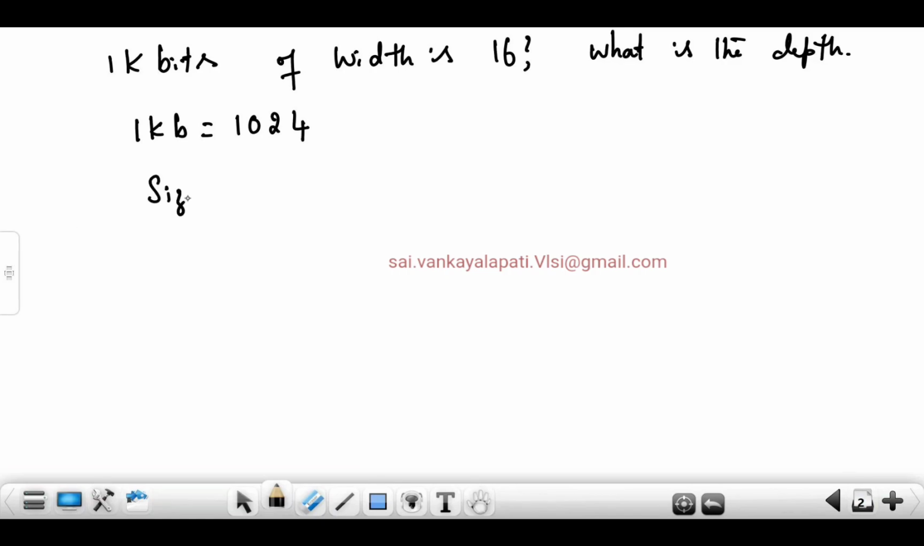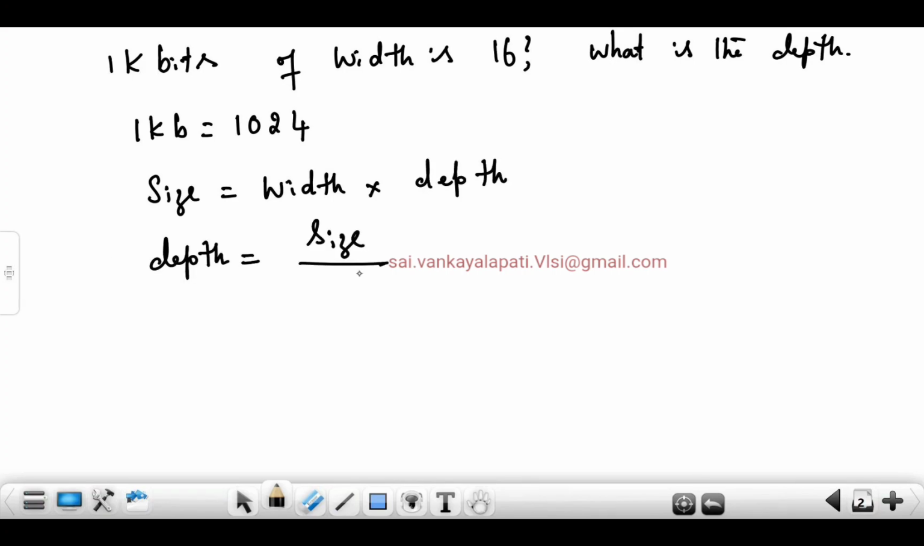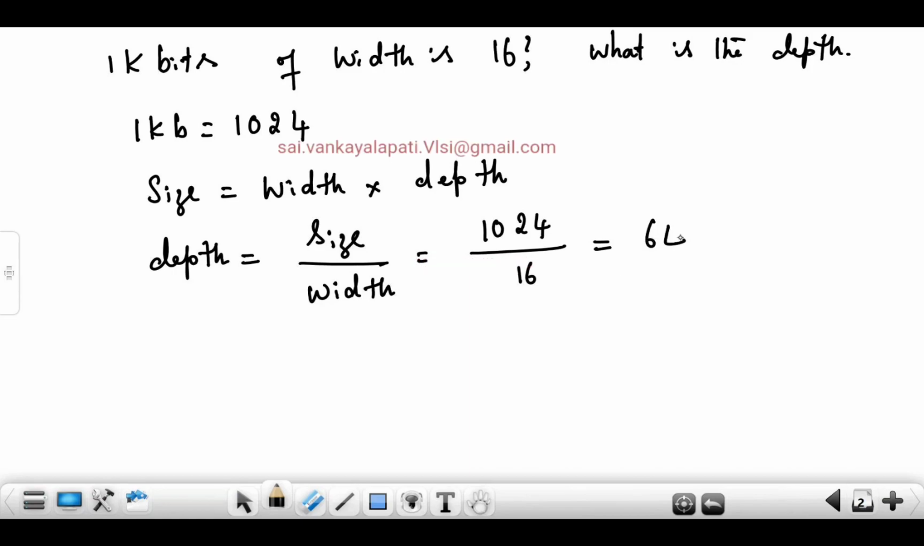Then what is the size? Size is nothing but width into depth. Then depth is size divided by width. 1024 divided by 16. What is the value of this? 1024 divided by 16 is nothing but 64. Now depth is 64.